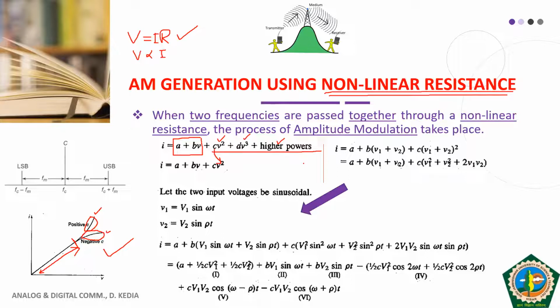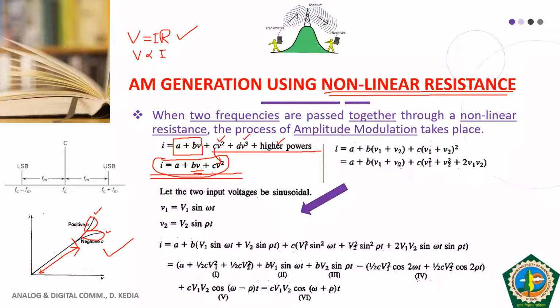For simplicity, and assuming that the maximum contribution comes up to second order, we take this non-linear relationship between current and voltage: I is equal to A plus BV plus CV square. This is the VI characteristic of your non-linear resistance, and this second order term tells us about the non-linear part. A is a constant, this is your first order term, and this is your second. So this point is with regard to non-linear resistance.